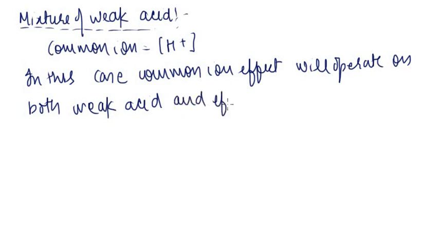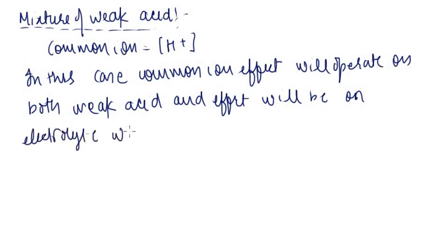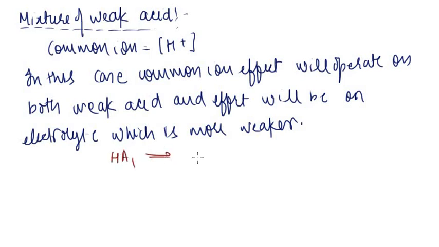and the effect will be on the electrolyte which is more weak. So obviously the electrolyte which is weaker, which has already less alpha, then the effect will be observed more in that case. So if we try to derive how we calculate the pH, if we try to see the process, let's start: we have an acid HA1 which dissociates into H plus and A1 negative, right?